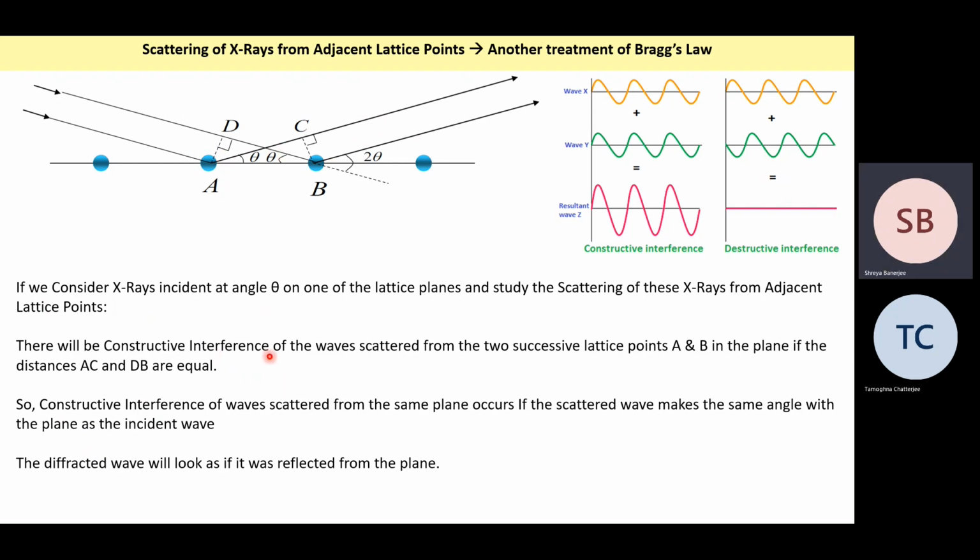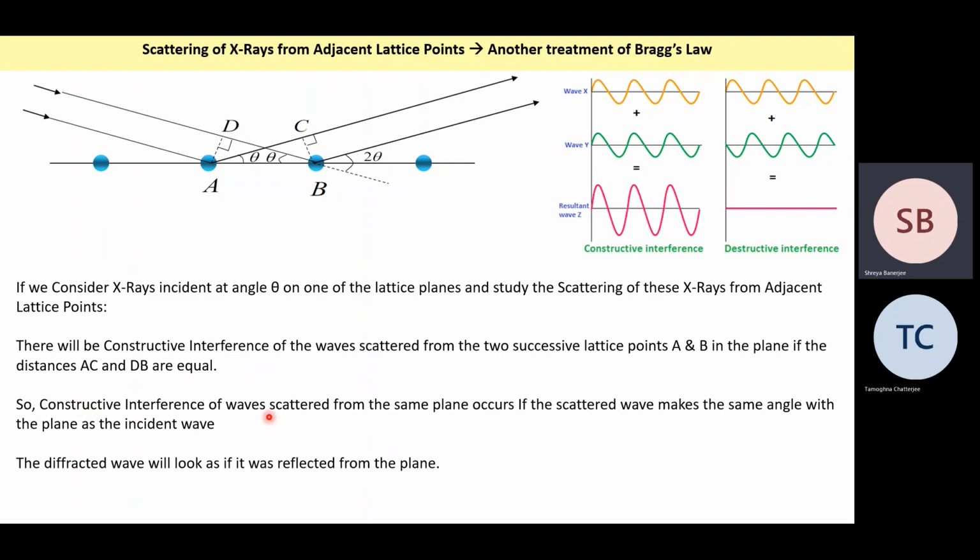In this case, there will be constructive interference of the waves scattered from two successive lattice points A and B if the distances AC and DB are equal. As you can see, the first ray travels a distance AC and the second ray travels a distance BD. If these distances are equal, then the phases will remain the same when they eventually meet each other at the detector. That is, there will be constructive interference.